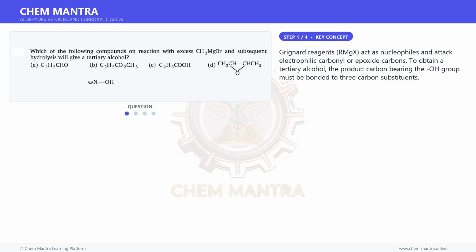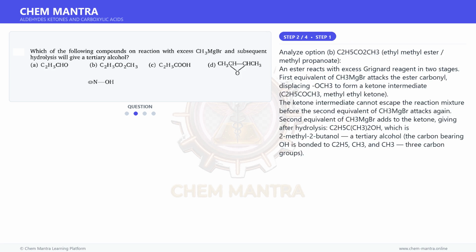Grignard reagents, RMgX, act as nucleophiles and attack electrophilic carbonyl or epoxide carbons. To obtain a tertiary alcohol, the product carbon bearing the OH group must be bonded to 3 carbon substituents. Moving on to the next step.